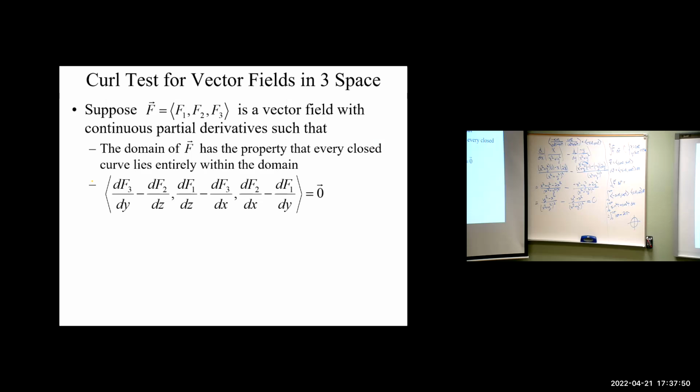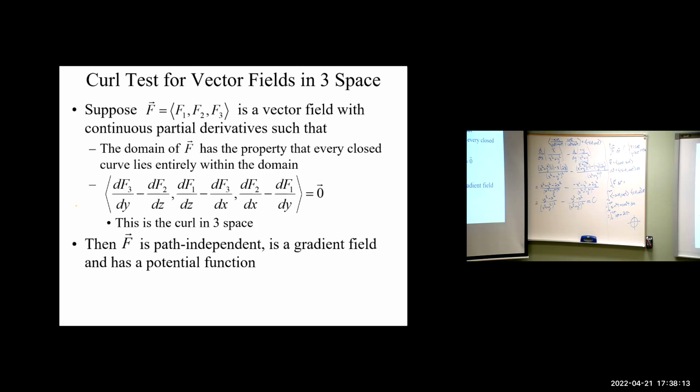But if you get 0, 0, 0, you know that you have a gradient field, unless of course we have a hole. But as long as we don't have a hole, we have a gradient field, there will be a potential function. And we just need to find that potential function, and then we can use the fundamental theorem. Questions at this point?